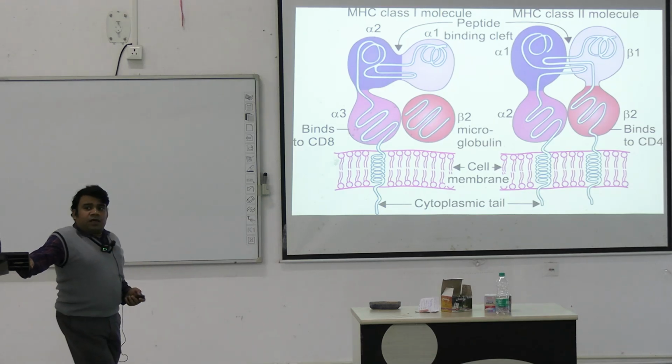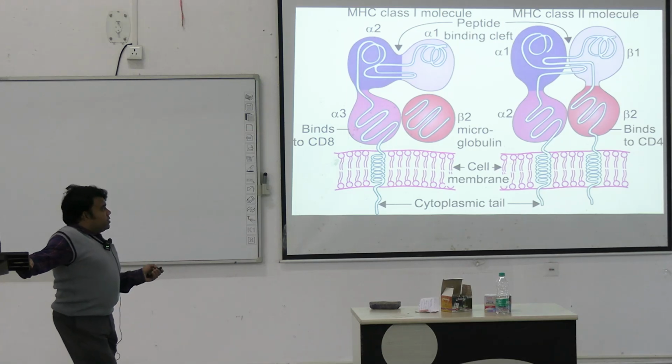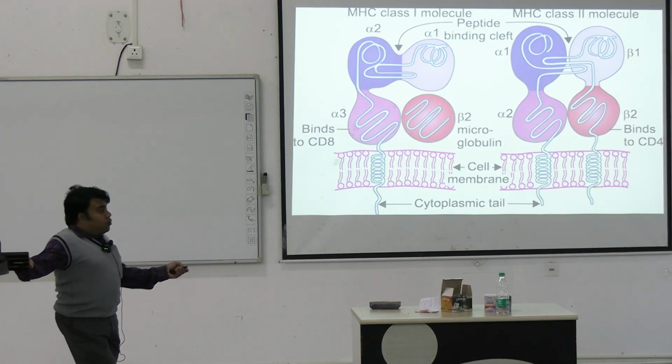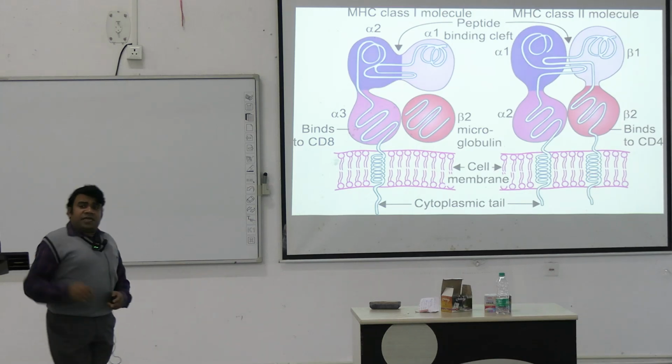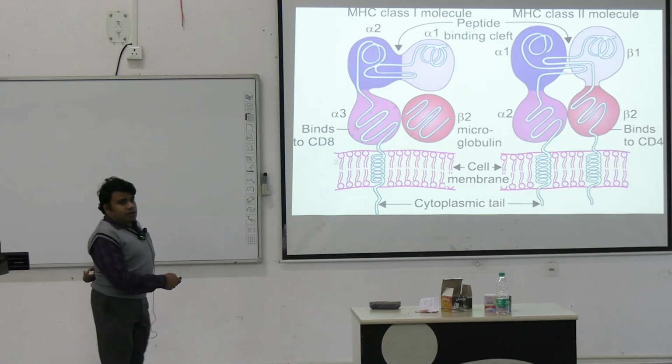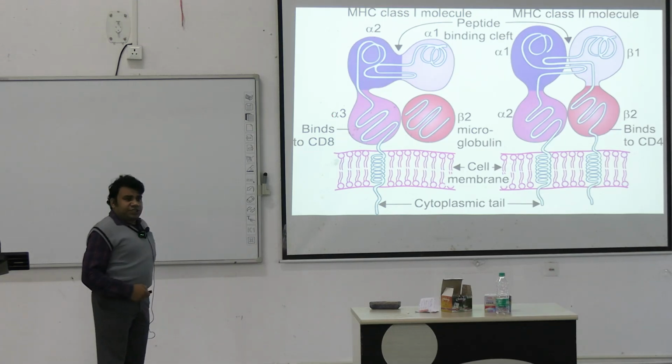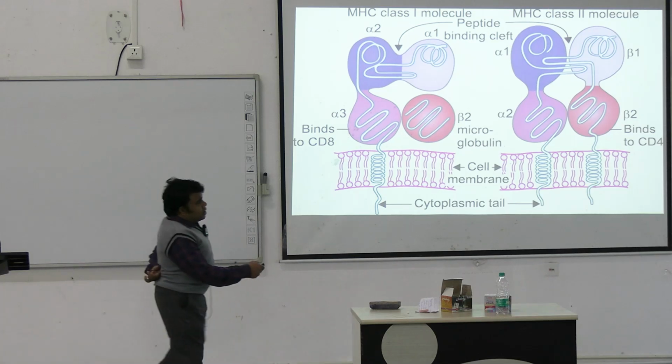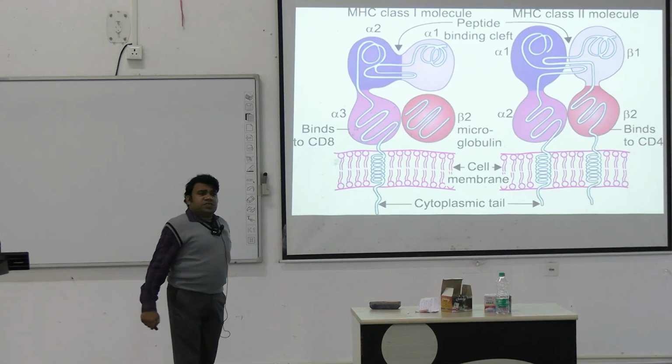MHC molecules have two types, class 1 and class 2. The difference is based on this beta 2 part. If we look at class 1, this beta 2 is not bound to the cytoplasm, whereas in class 2 it is bound to the cytoplasm. The second important difference is that in class 1, the alpha 3 part binds with CD8, whereas in class 2 the beta 2 binds with CD4.